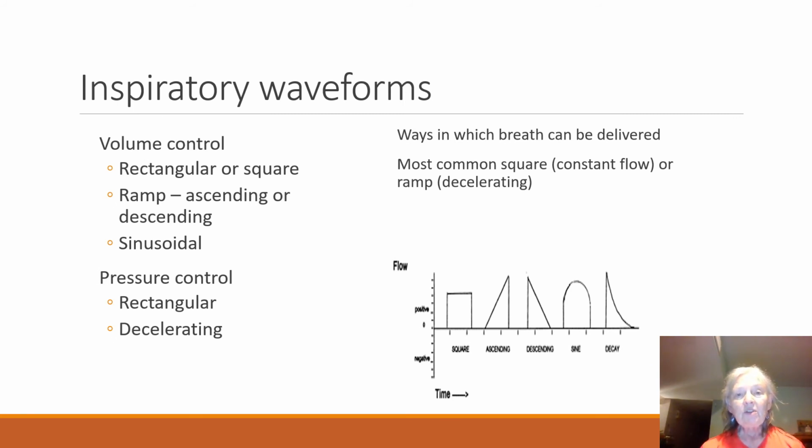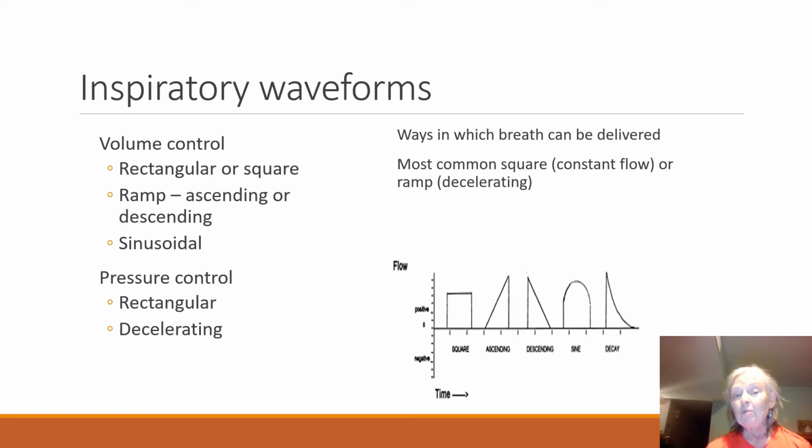Inspiratory waveforms, for the most part, this is how the breath is going to be delivered, okay? So when you're looking at your flow waveform, that is your inspiratory waveform. There's two you can see: volume control. You can look at the rectangular or square, or you can have a ramp, ascending, descending, or a sinusoidal. Today, the two that we use for the most part are what you see under pressure control, either the rectangular, which is also the square, or the decelerating.